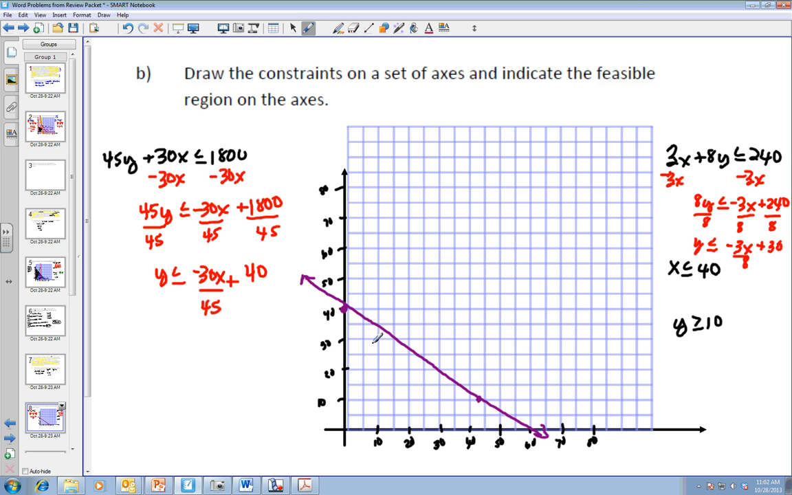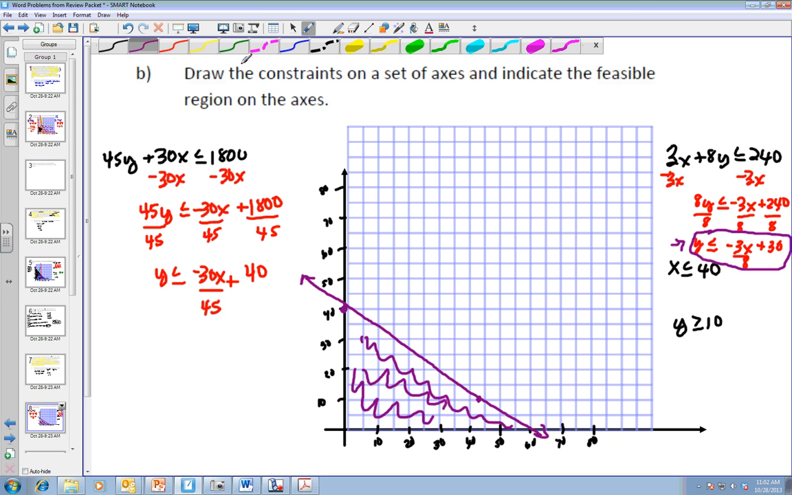And I'm shading below that line. So right now I have this region right here. Okay, so now let's go ahead and do this one right here. y is less than or equal to negative 3x over 8 plus 30.